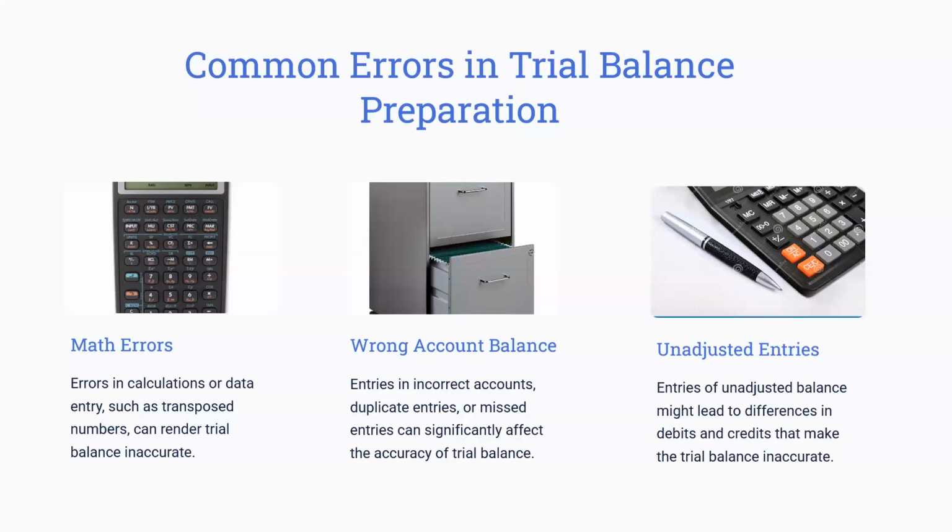And unadjusted entries. Even after posting and calculating everything in the correct way, when you sum up everything in the final calculation, you might see a lot of differences in the debit and credit. The final accounts are not balanced. In that case, you may feel that some entry may be wrong in the ledger account. So these are the common errors which usually happen in the preparation of the trial balance. Clear?